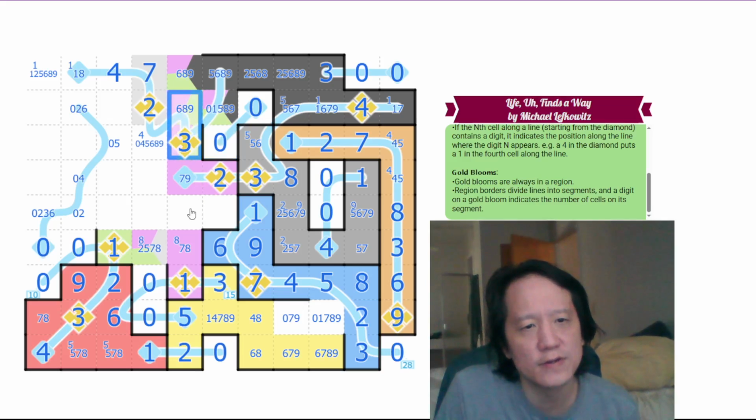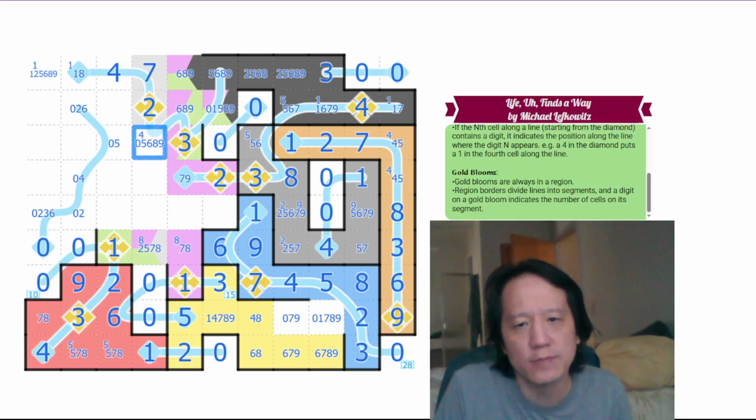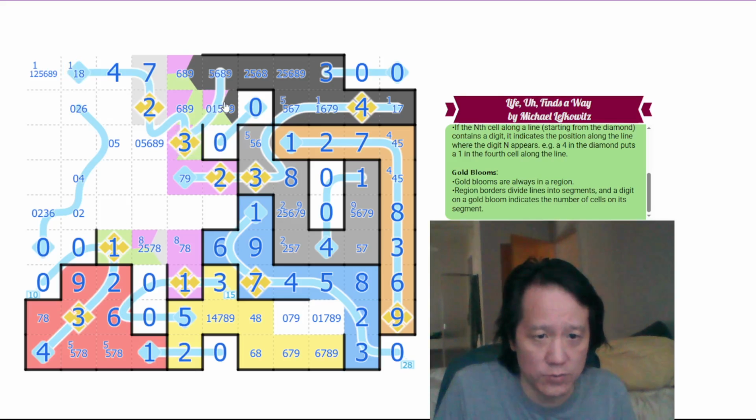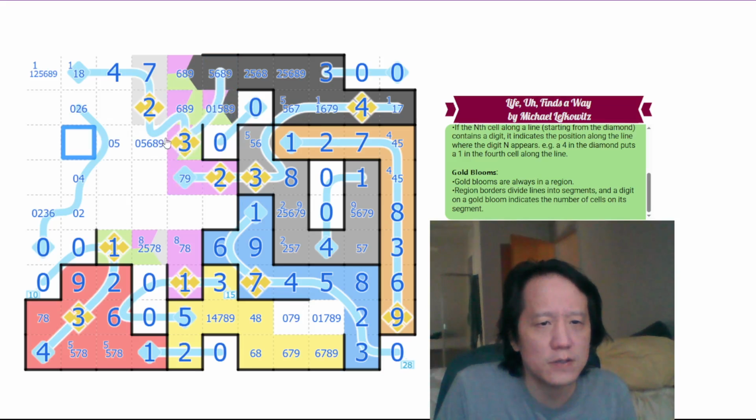Yeah, these are the same. This cannot be 4 anymore. Okay, so 1 can be only in 1 or 8. One of these is a 1. So this is dark. I guess technically this could be green.